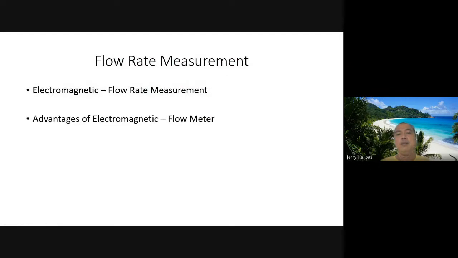Okay, so these are the advantages. It's linear over a wide range. As long as water is involved, the magmeter is better. It has no moving parts and it is highly accurate.